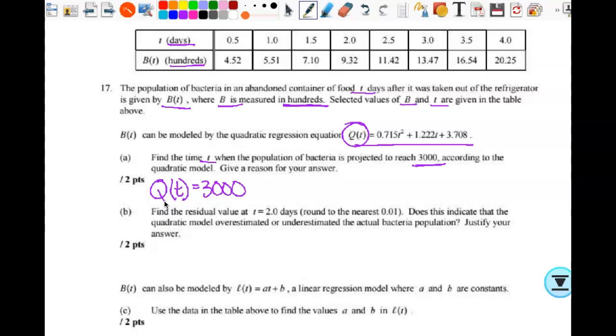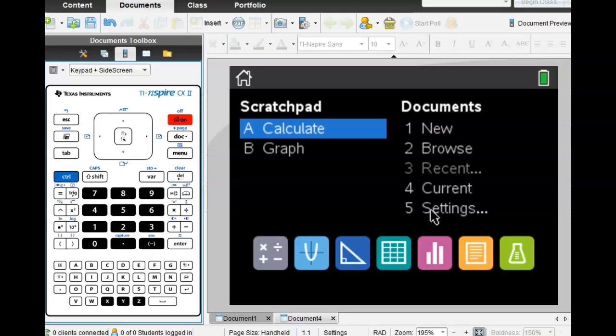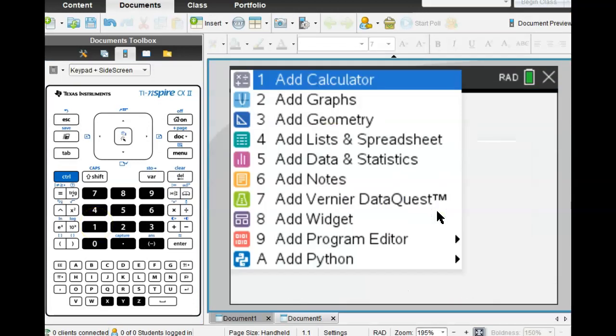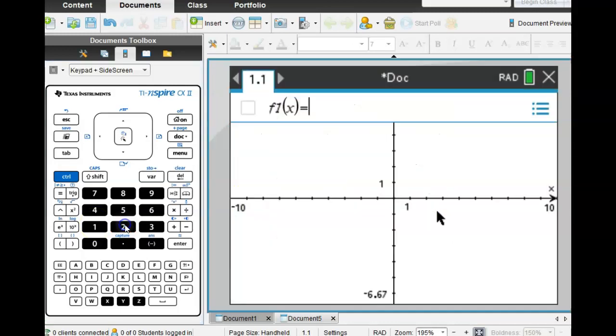Either way, though, that's not exactly what we are looking for, because B of t is measured in hundreds. So what number would I multiply by 100 to get 3,000? And the answer to that is 30. Okay, so really we're using Q of t equals 30 to say that t equals what? That's what we're looking for. So we're going to go to the calculator. 1 for new, no, and then I don't need to add list or spreadsheet. I can just add graphs here.